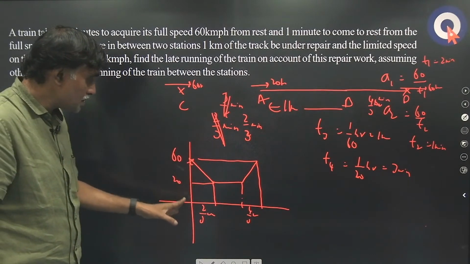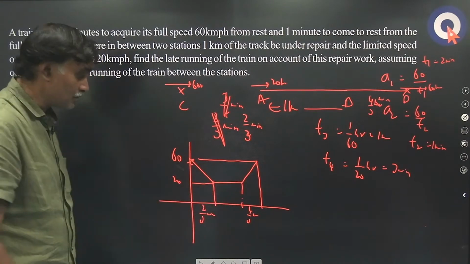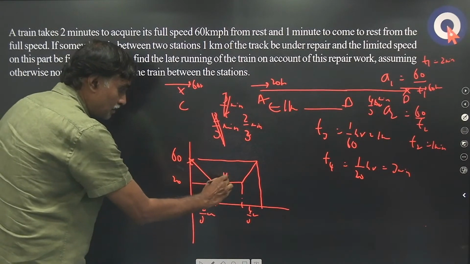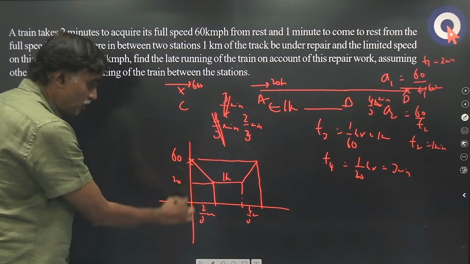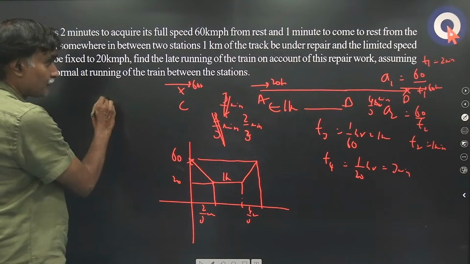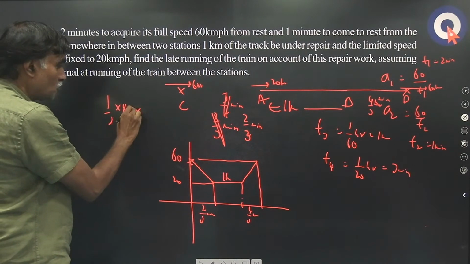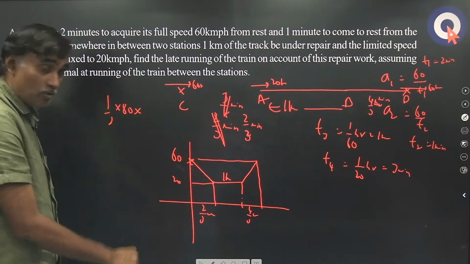So what is this distance? It is the area of this trapezium. This distance is the area of this trapezium. This is 1 kilometer anyhow, given. So what is the area of this trapezium? Half into 60 plus 20 into 2/3. That is 80 into 2/3. But you have to change anyhow. Okay.